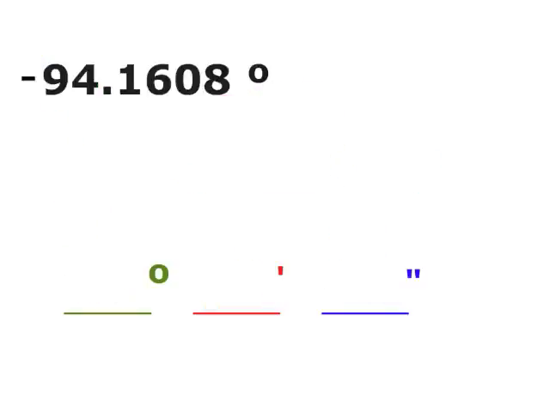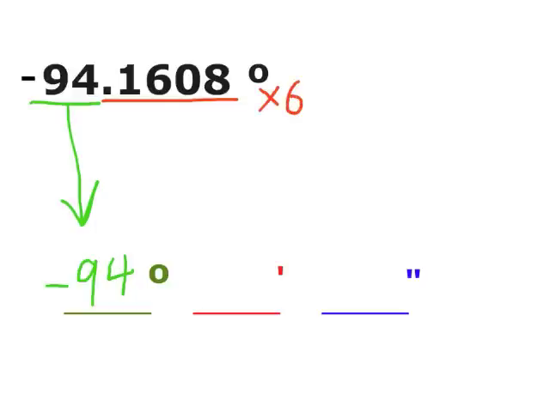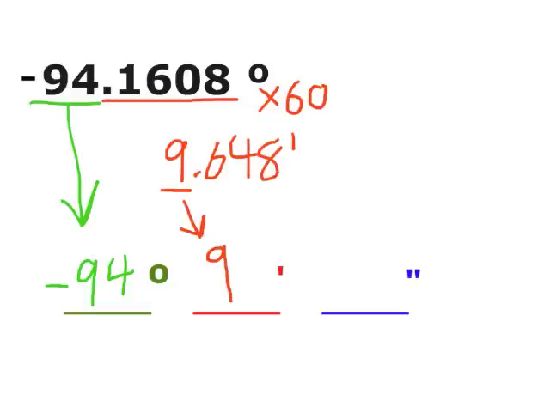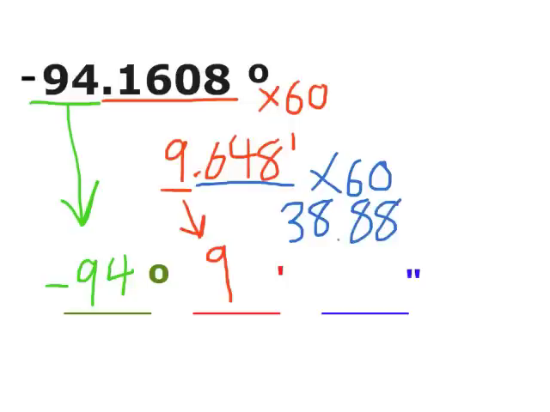We'll do one final example. This one's a little trickier. Negative 94.1608 degrees is the longitude of Fayetteville, Arkansas. The negative 94 drops straight down. We multiply the remaining 0.1608 degrees by 60 to give us 9.648 minutes. The 9 drops down into the minutes slot, and the remaining 0.648 is multiplied by 60 to give us 38.88 seconds, which we will round up to 39.